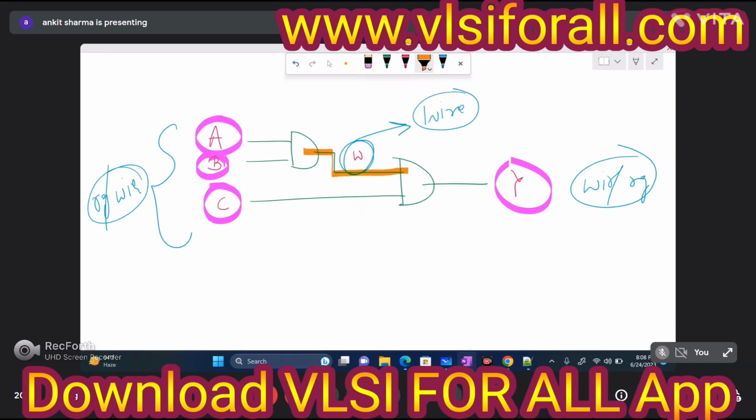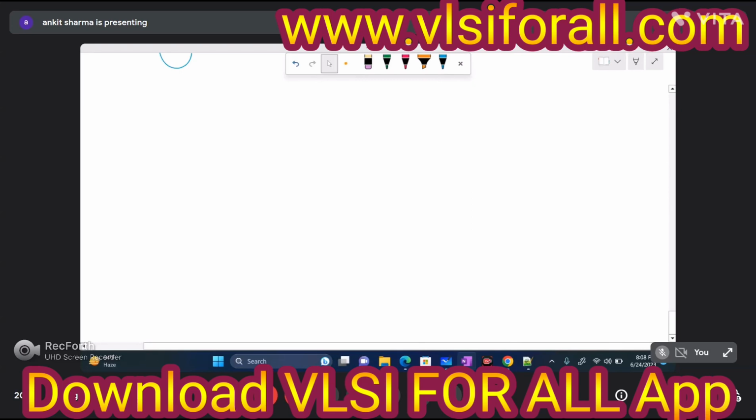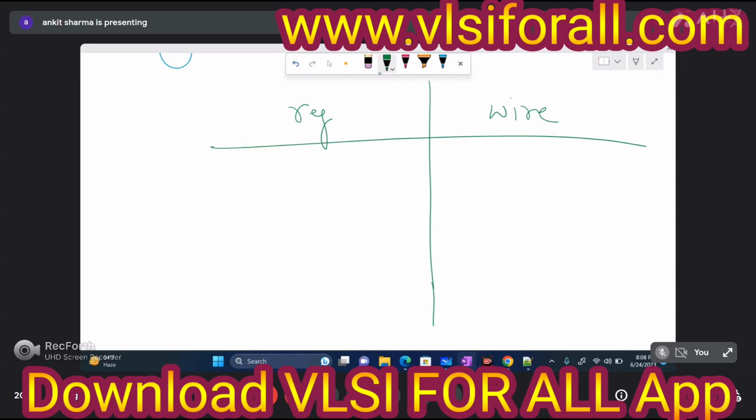Why? Because the job of this W is nothing but transferring the output of gate 1 to gate 2. Hence we need mainly two types of data type: one is reg and one is wire, or that means one is register and one is net type. And the equivalency you can get from that tank and petrol pump.